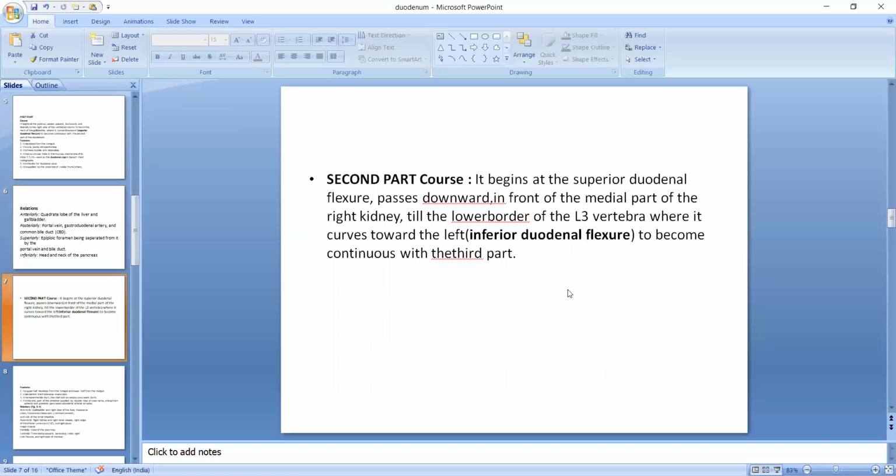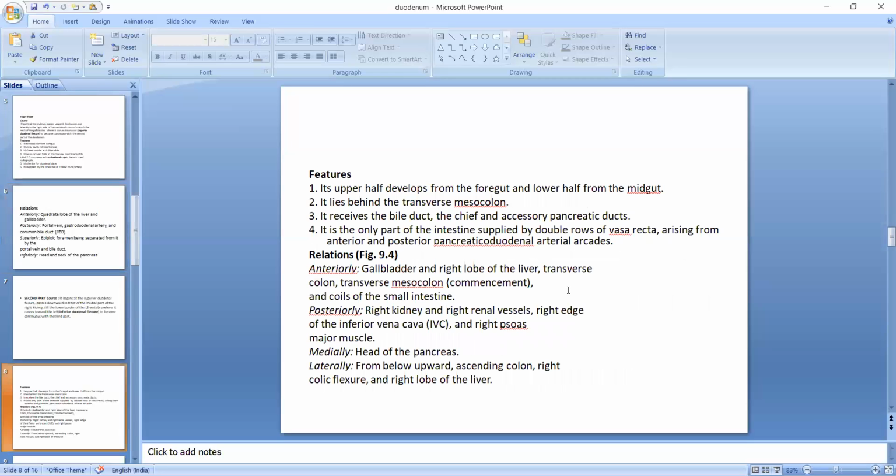Second part: it begins at the superior duodenal flexure, passes downwards in front of the medial part of the right kidney till the lower border of the L3 vertebra, where it curves toward the left to become continuous with the third part. Features: its upper half develops from the foregut and lower half from the midgut. It lies behind the transverse mesocolon. It receives the bile duct, and the chief and accessory pancreatic ducts.